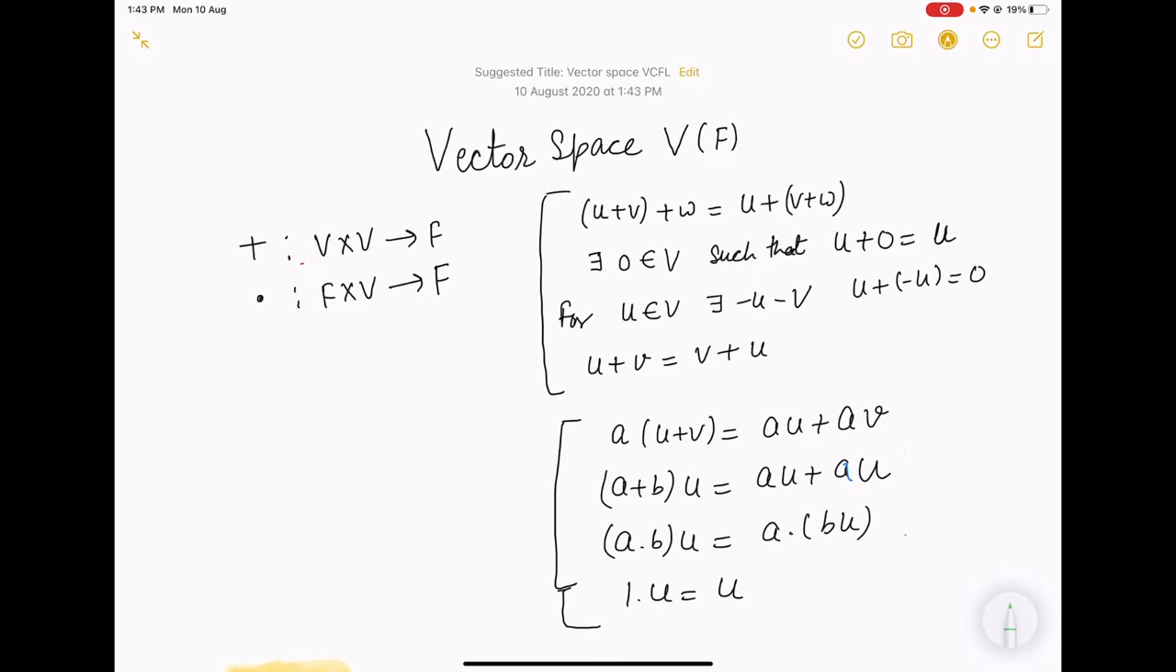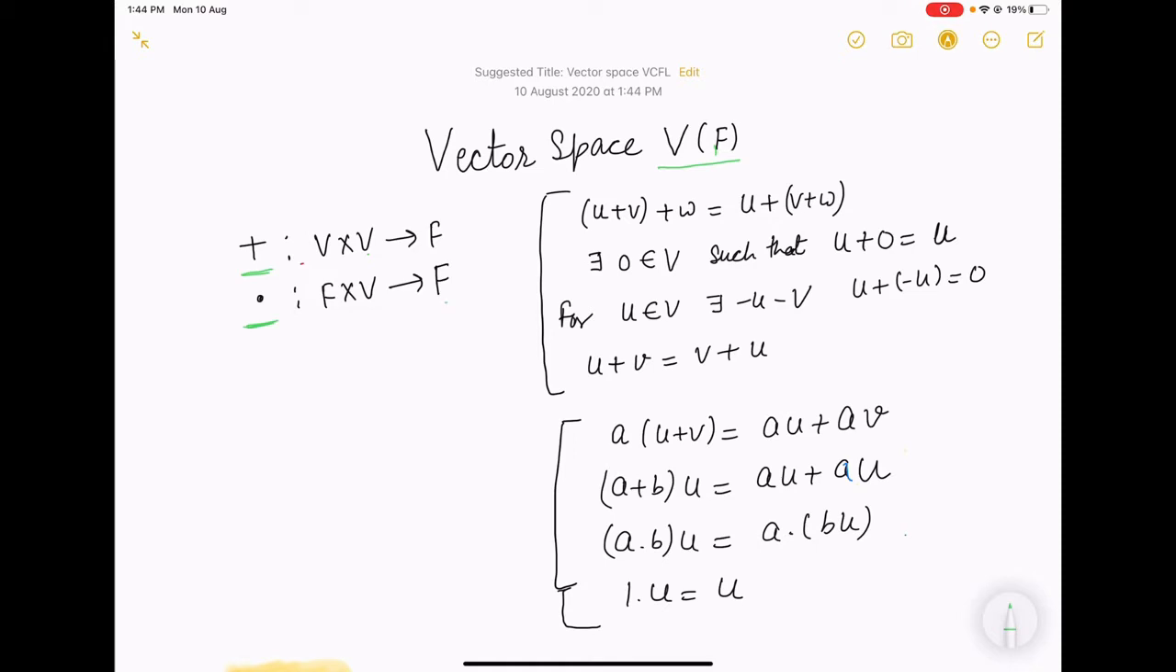First, we revise vector space. V is a vector space over a field F. V is embedded with two operations, vector addition and scalar multiplication. Vector addition is a map from V cross V to V, and scalar multiplication is a map from F cross V to V.